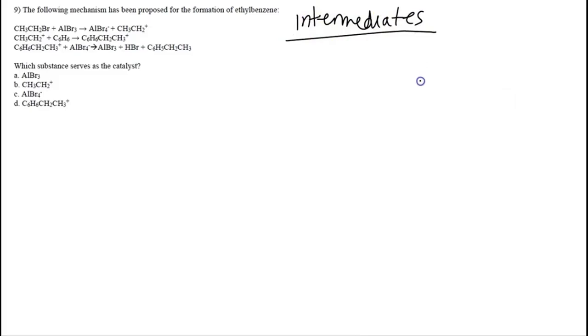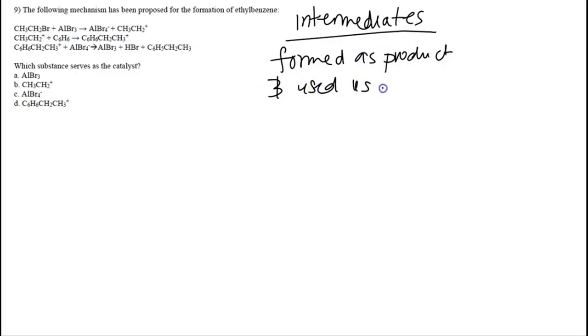And the way I think of it is that usually intermediates are formed as a product and then used as a reactant. What I get from there. Okay? So I'm looking at this proposal. I'm like, let me just go ahead and find if I can see anything that potentially can be intermediates based on the definition I just wrote.